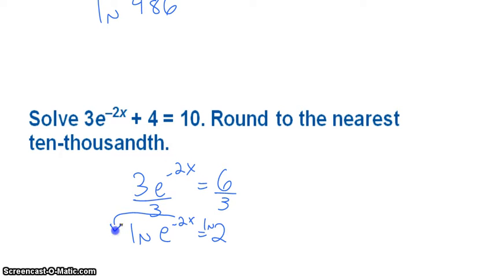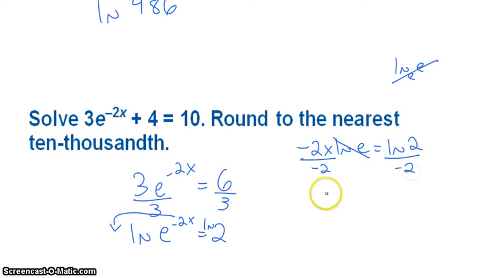My exponent comes out in front. So before anything cancels out, I have negative 2x, natural log of e, equals natural log of 2. Since natural log is already base e, I'm essentially asking myself, what power of e gets me e? And since that's 1, natural log of e cancels out. I have negative 2x equals natural log of 2. To get x by itself, I'm going to divide both sides by negative 2. X equals whatever we get with that.